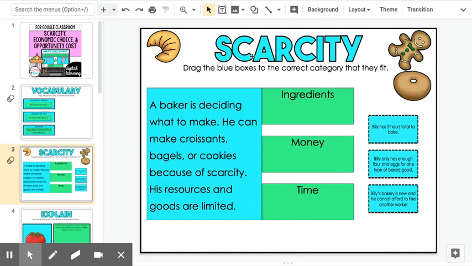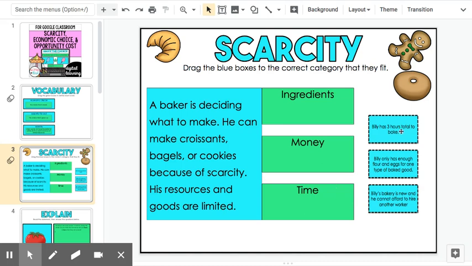All right, so let's talk a little bit more about scarcity. So let's think. A baker is deciding what to make. He can make croissants, bagels, or cookies. Because of scarcity, his resources and goods are limited. So that means he doesn't have very many resources and goods, and he's deciding what to make. So he can choose between croissants, bagels, or cookies, but because of scarcity, his resources and goods are limited.